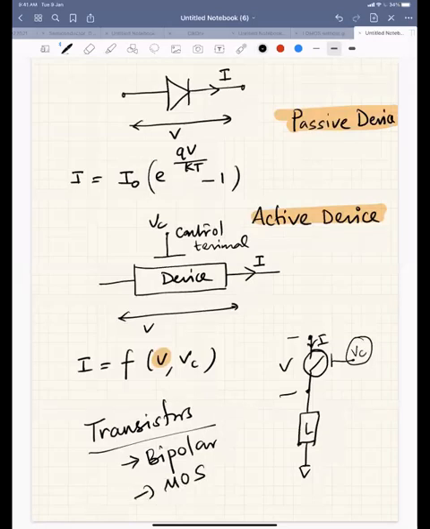All of you might have studied a little bit about bipolar junction transistors. The symbol of a bipolar junction transistor is like this. This is a three-terminal device. I have the emitter, base, and collector terminals.